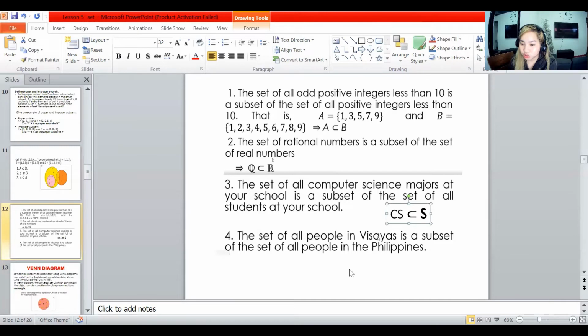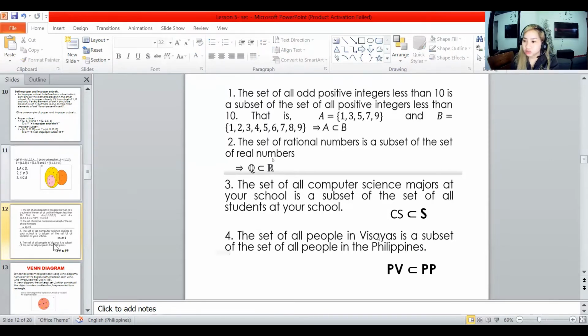Dito naman po sa number 4, we have the set of all people in Visayas is a subset of the set of all people in the Philippines. So, si Visayas daw or lahat ng tao dun sa Visayas is nasa loob ng lahat ng tao sa Philippines. So, ayan, let people in Visayas be our PV. People in Visayas is a subset of all people in the Philippines. So, ayan po yung set natin.